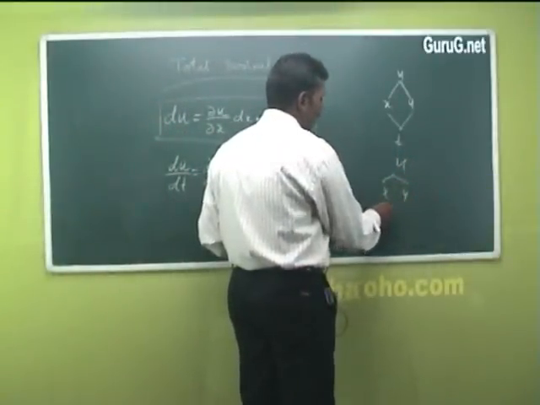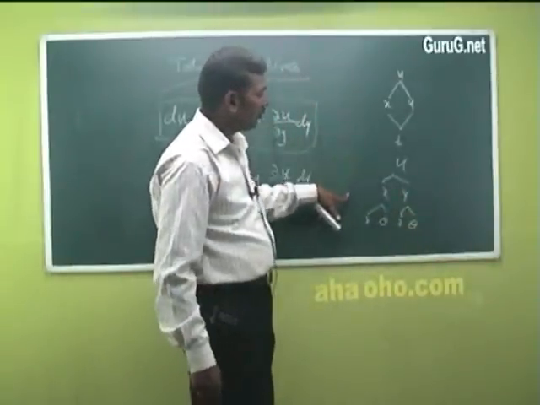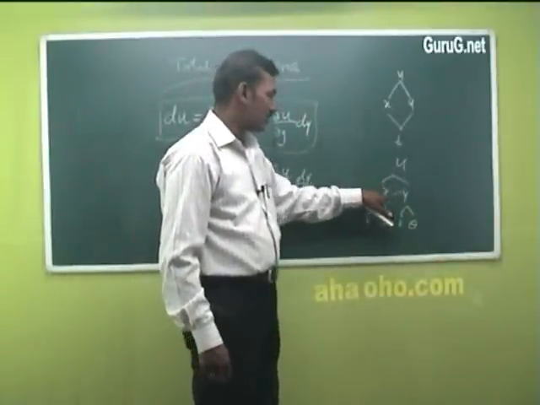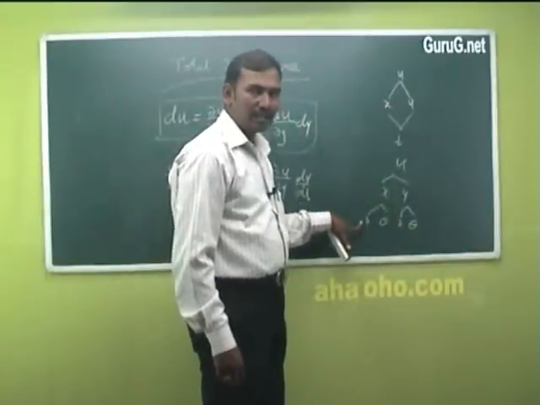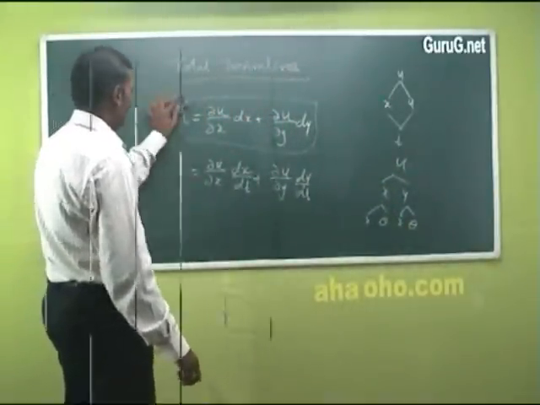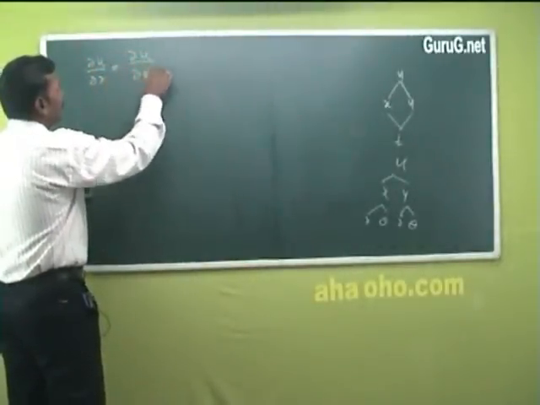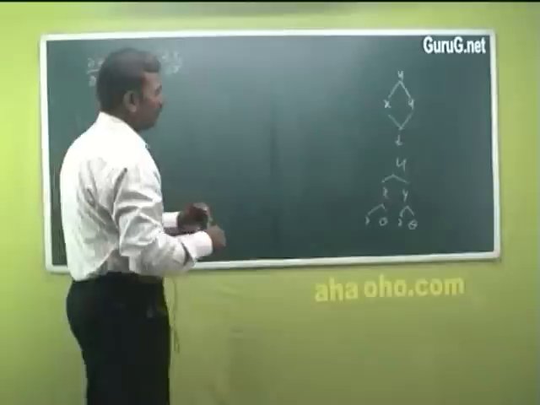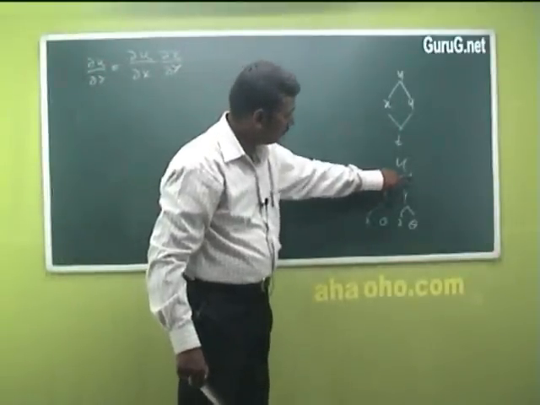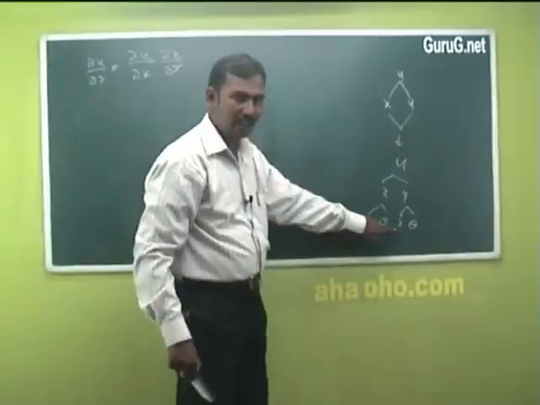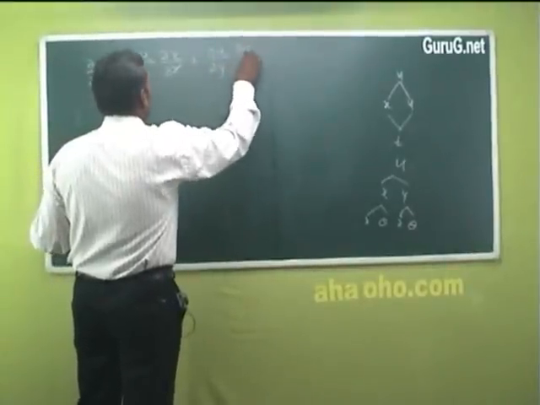Suppose u is a function of x and y, and this x and y are functions of r and theta. So again u is a function of r and theta, is it right? So we can find dou u by dou r, which equals dou u by dou x into dou x by dou r, plus dou u by dou y into dou y by dou r. There is a path for each variable.